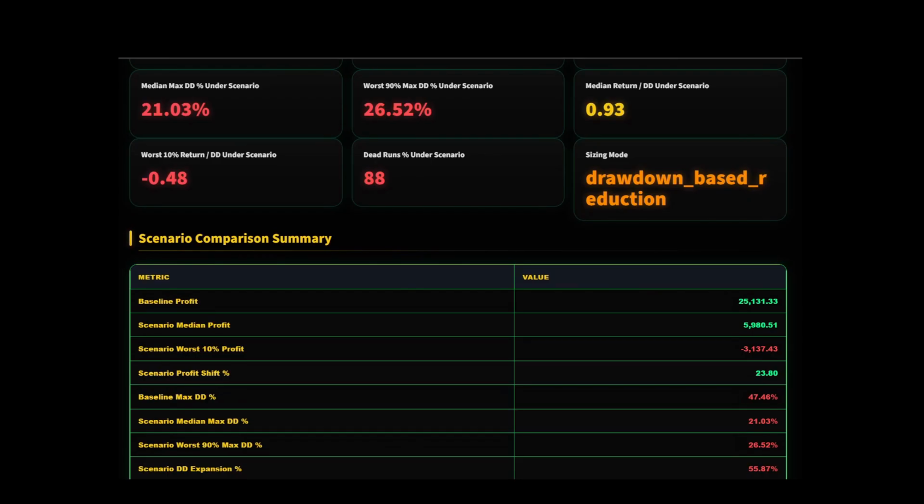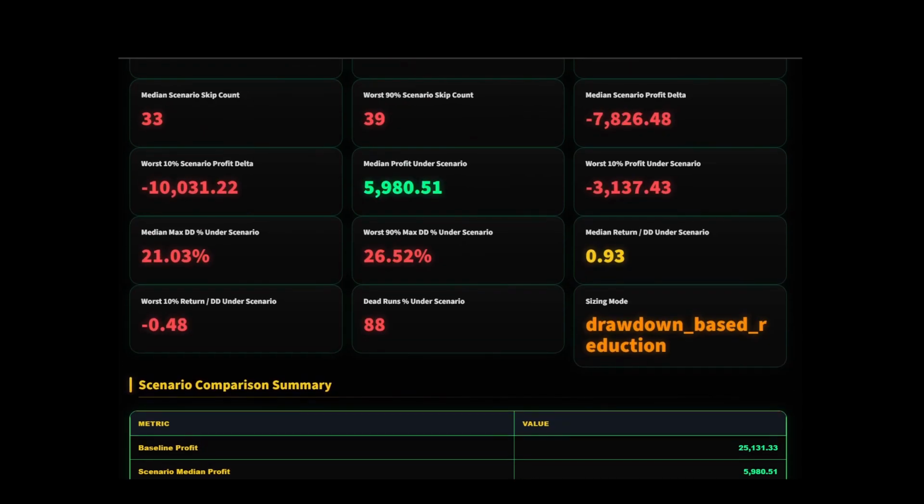Then we move further down into the second part of the scenario metrics. Here we can see the worst 10% profit delta, the median profit under scenario, the worst 10% profit under scenario, the max drawdown under scenario, return over drawdown under scenario, dead runs under scenario, and the sizing modes. So this section shows how the portfolio behaves after the hostile scenario layer is added.